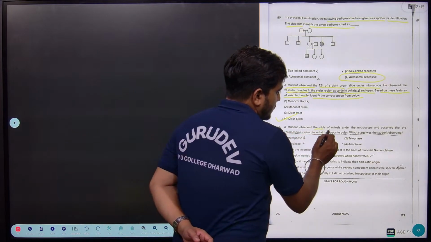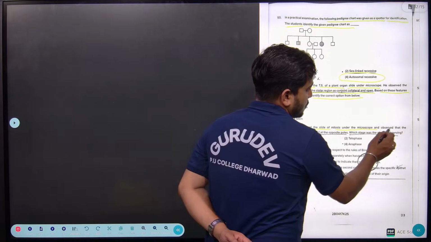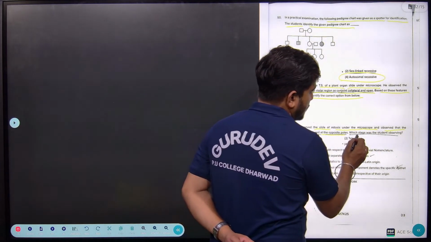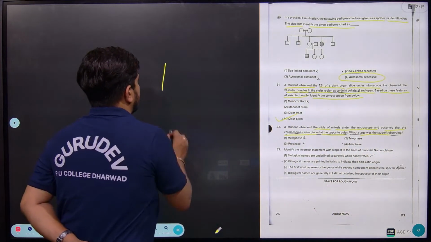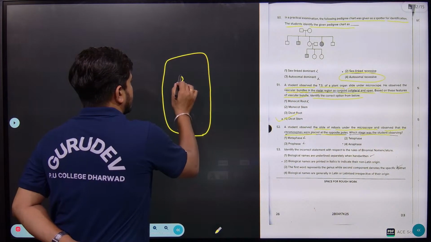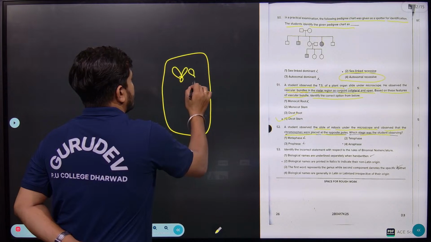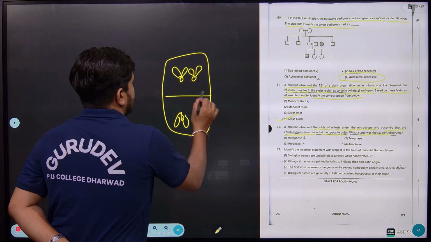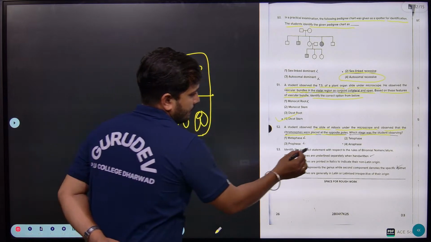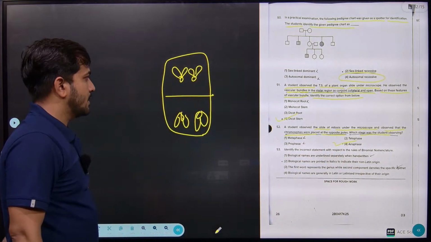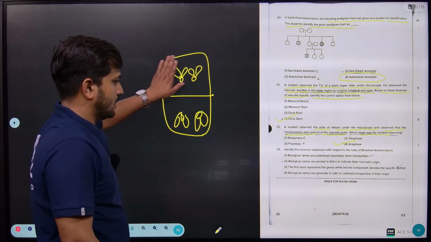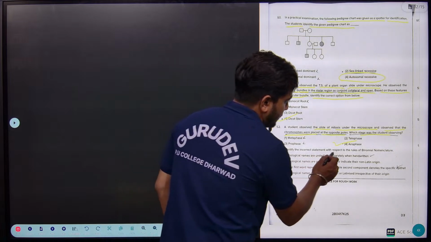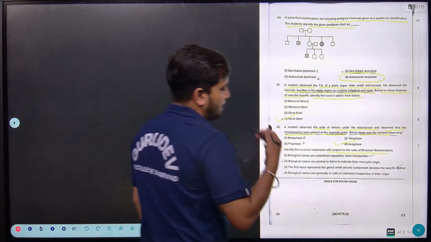Then a student observed a slide of mitosis under the microscope and observed that the chromosomes were placed at the opposite poles. Which stage is this? If he observed the chromosomes moving to the opposite poles, like this structure, then I can identify this stage as anaphase. Then 53rd question: identify the correct statement with respect to the rules of binomial nomenclature.